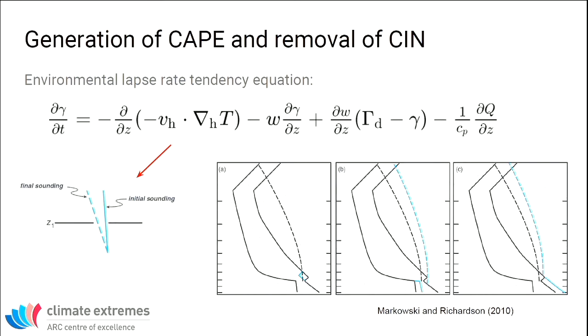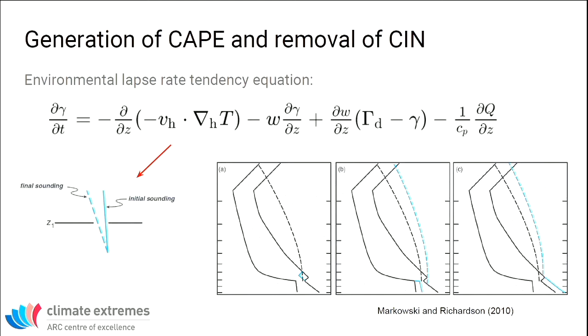I wouldn't worry about most of them. The really important one, the one that has the most effect, is this term here. This is essentially differential advection of temperature. And all that means is that if you advect cool air above warm air, you're going to get an increase in the lapse rate, right? That's all this term is essentially saying.